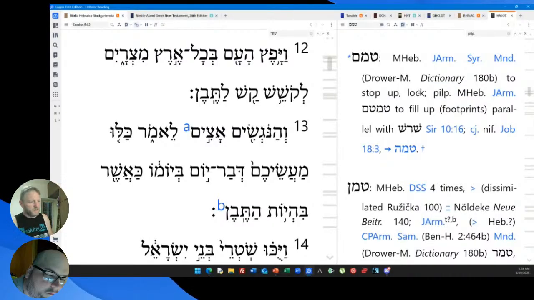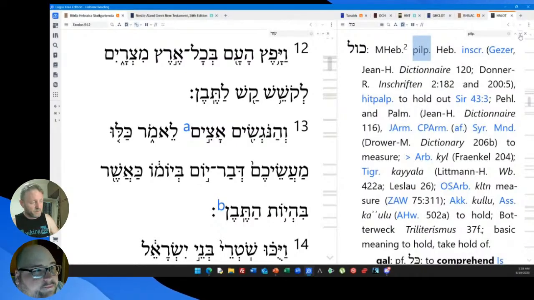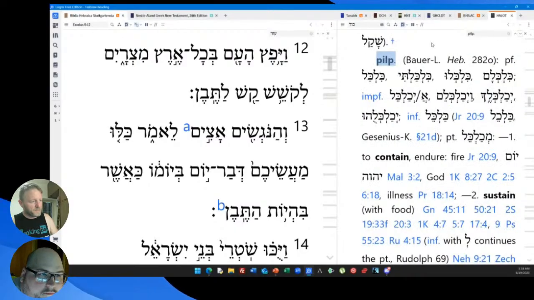This word here is fun in modern Hebrew. Letamtem is like to make somebody stupid. Metumtam is a stupid person. But timtum is stupidity. But here it's to fill up footprints parallel with sheresh. I'm not sure what that means, to fill out someone's footprints. Anyway, when you come up in the dictionary, you find pilp in Halot or DCH, Dictionary of Classical Hebrew. This means pilpel. Okay, so there's pilpel for this root, kol.